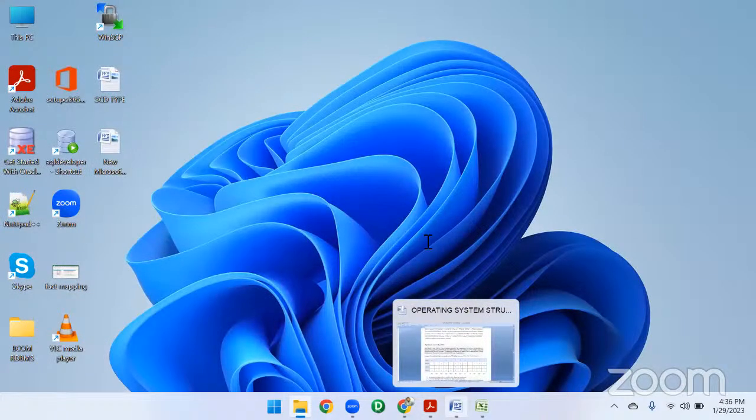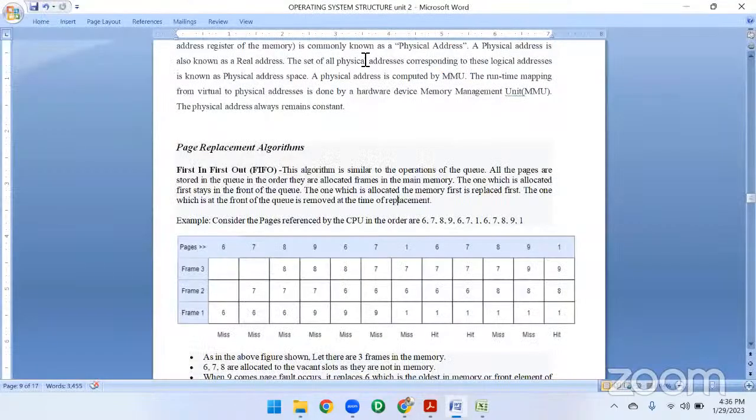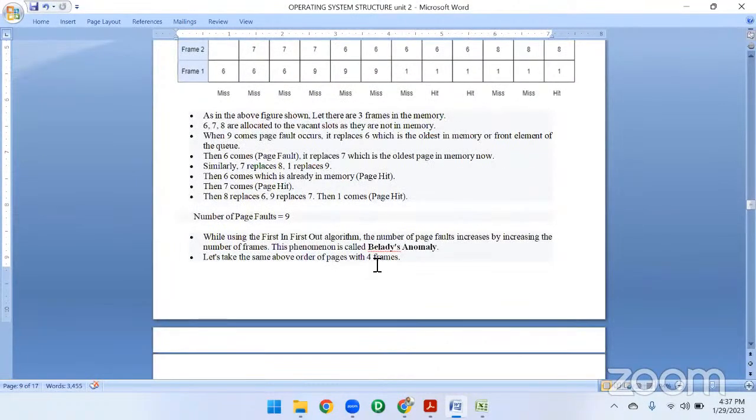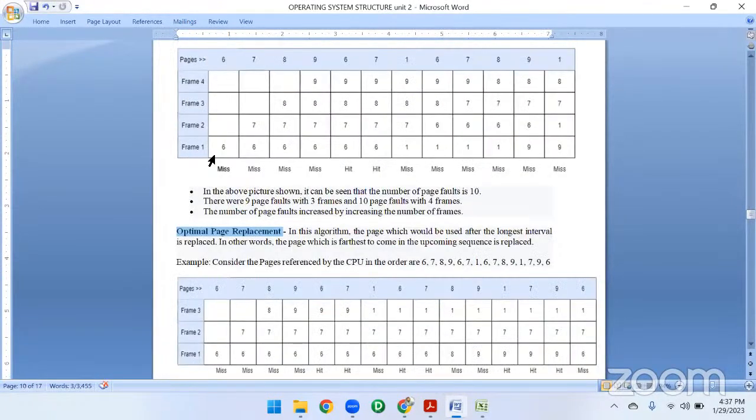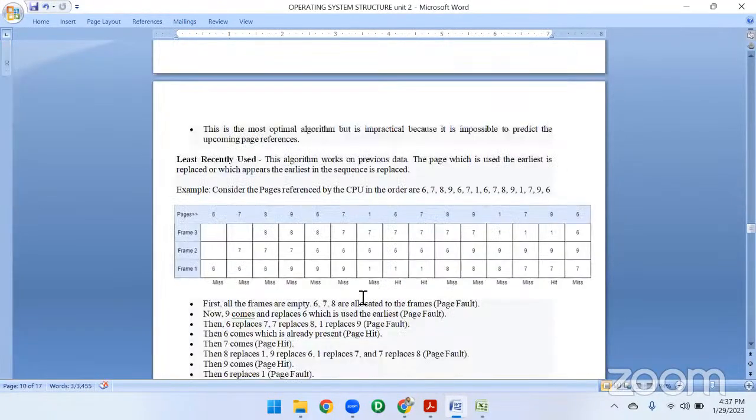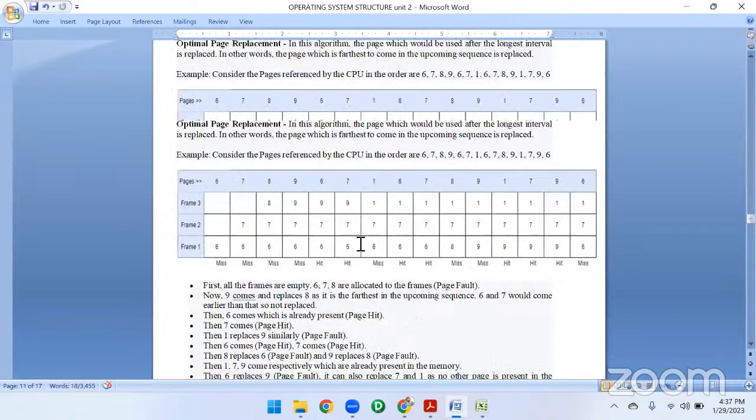Okay, right. So yesterday we discussed what memory management is and how memory management is done. Today we have page replacement algorithms. We have three types: first in first out, optimal page replacement, and LRU, the least recently used algorithm. These three algorithms are very important. Most likely you will get a question from this in your exam. So let me see how these algorithms work.